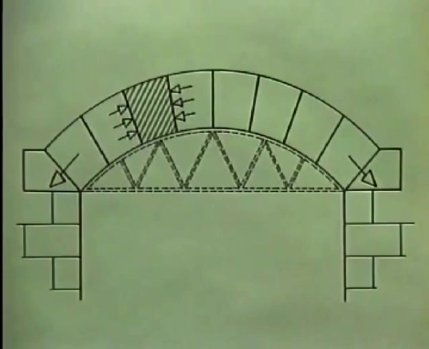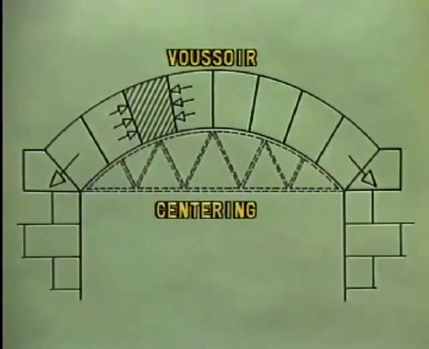The arch spans horizontally, is curved, and produces inclined forces on its supports. Each separate wedge-shaped block of stone is called a voussoir and rests against its neighbour and has to be supported on temporary timber centering until the last stone is in place and the buttressing system completed.